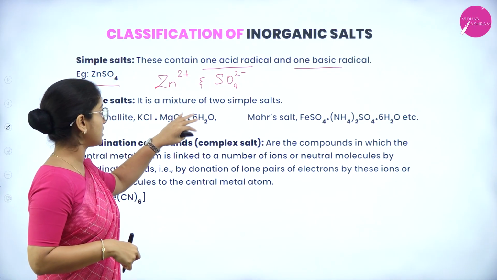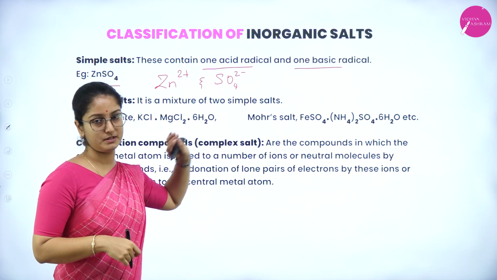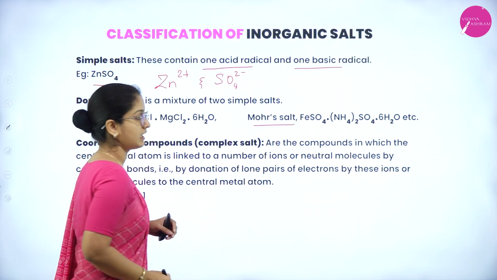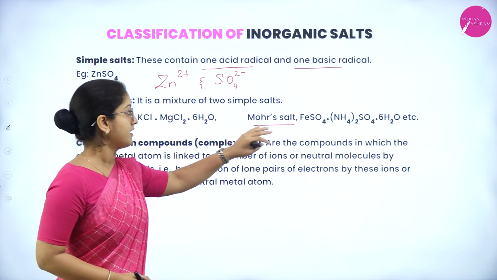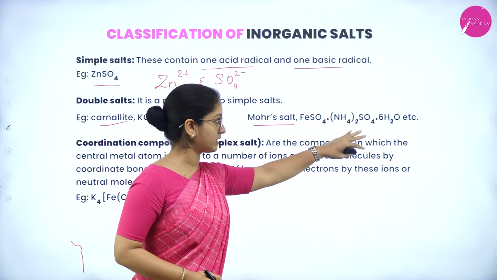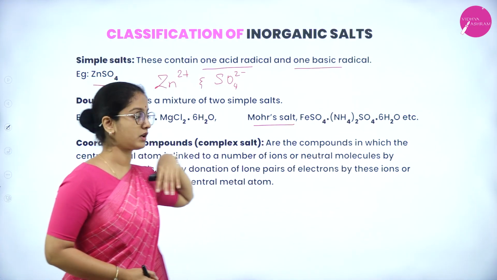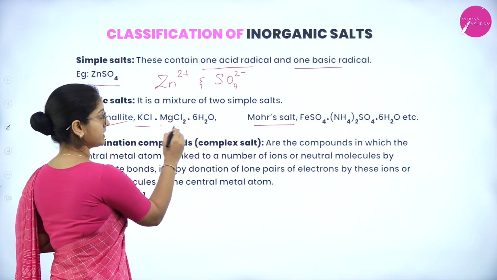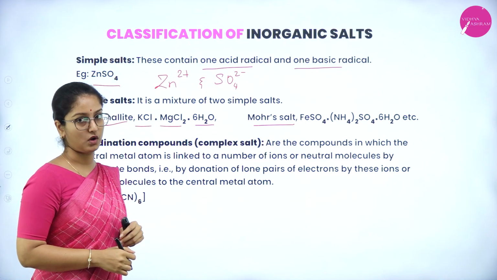Double salts are those which are a mixture of two simple salts. For example, carnallite or Mohr's salt. Mohr's salt is ferrous sulfate, then ammonium sulfate with 6 molecules of water. Then carnallite is a mixture of potassium chloride, magnesium chloride and 6 molecules of water.